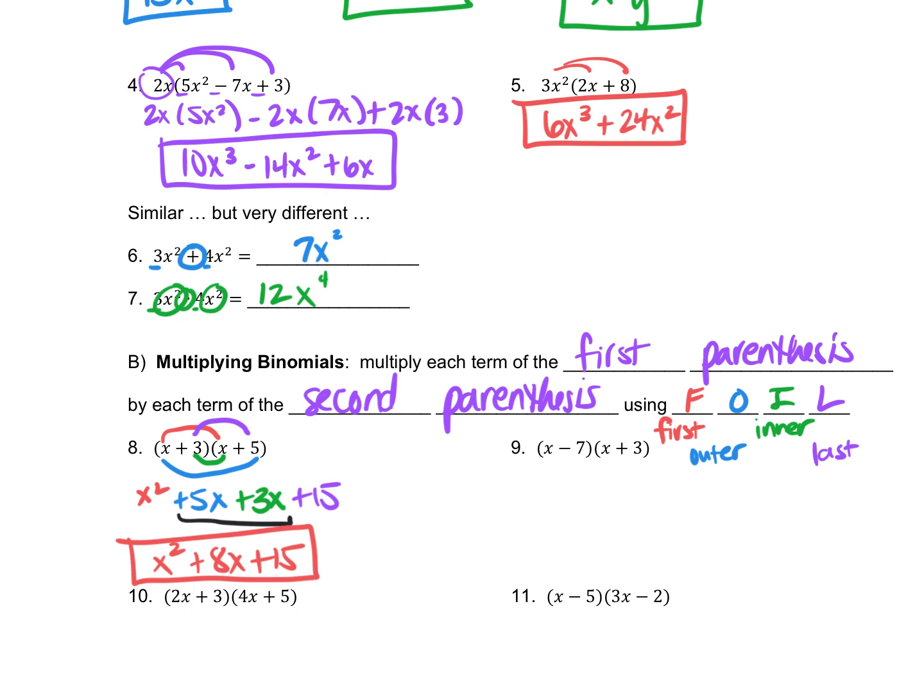Okay? So let's go try that on the next one. First, x squared, outer, plus 3x, inner, don't forget that that has a negative there, so that's minus 7x. And then last, negative 7 times 3 is negative 21. So this is x squared minus 4x minus 21. So that minus 4x came from combining my like terms.